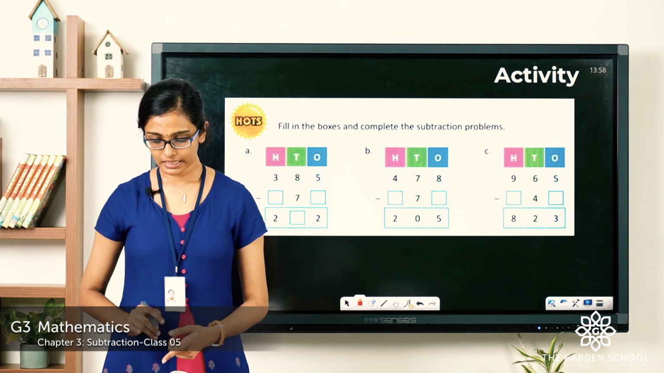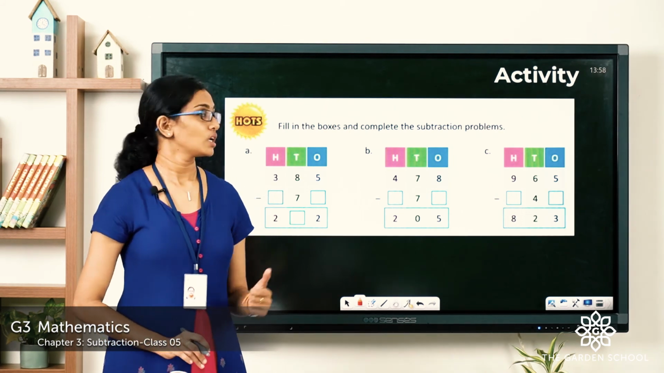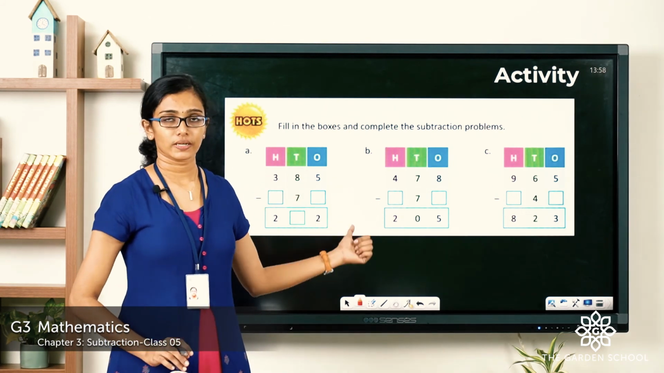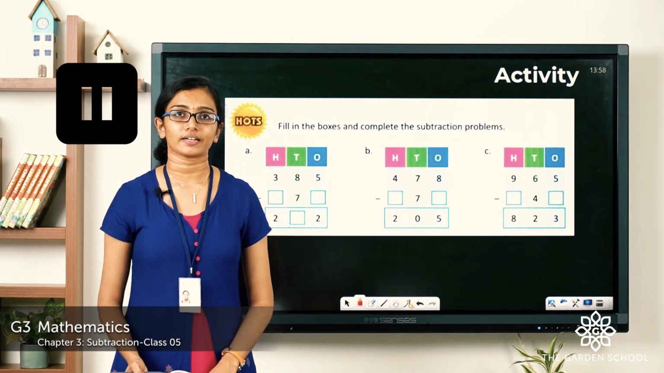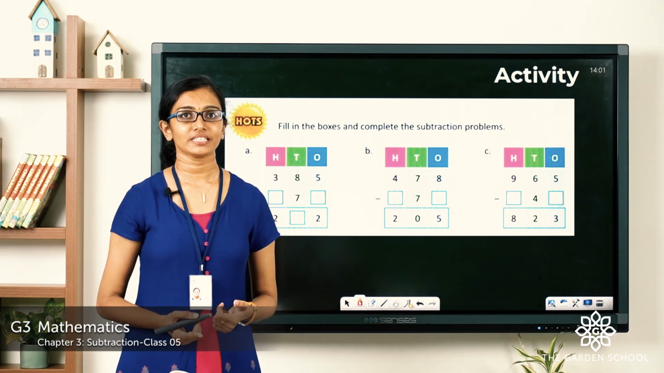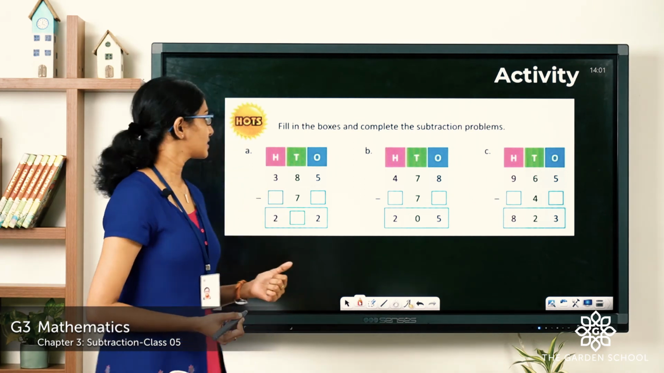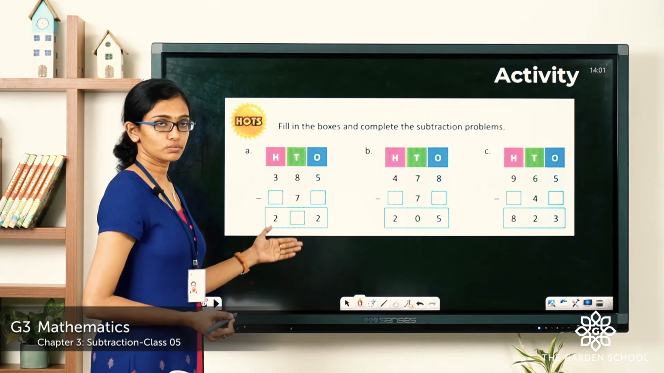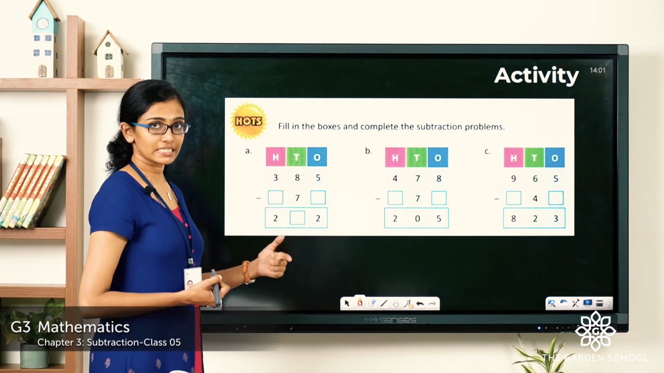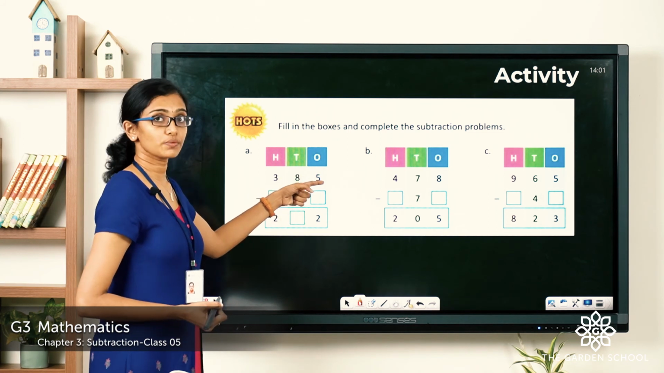Fill in the boxes and complete the subtraction problems. You have to do the first 3 questions, questions A, B and C. You can pause the video, finish the exercise and come back. Hope you finished doing that activity. Now let's discuss the answers. The first question, 385 minus, will give you difference here. So we know the difference plus the subtrahend will give you the minuend.